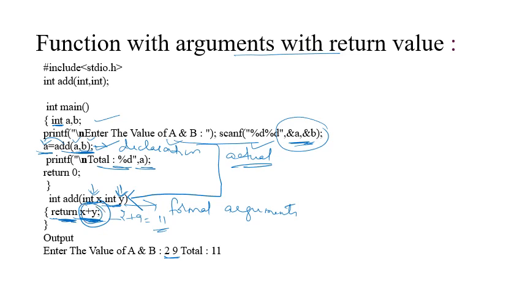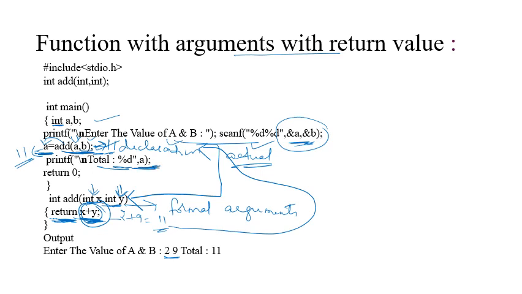So we are using a return statement. If you simply write return 0 or return 1, it won't return anything. Since we are using variables, it will return this 11 to the statement in the main where the control had stopped, at the function declaration part. So add will contain the 11, and this 11 is assigned to a. Now a has the value 11, and we print it.